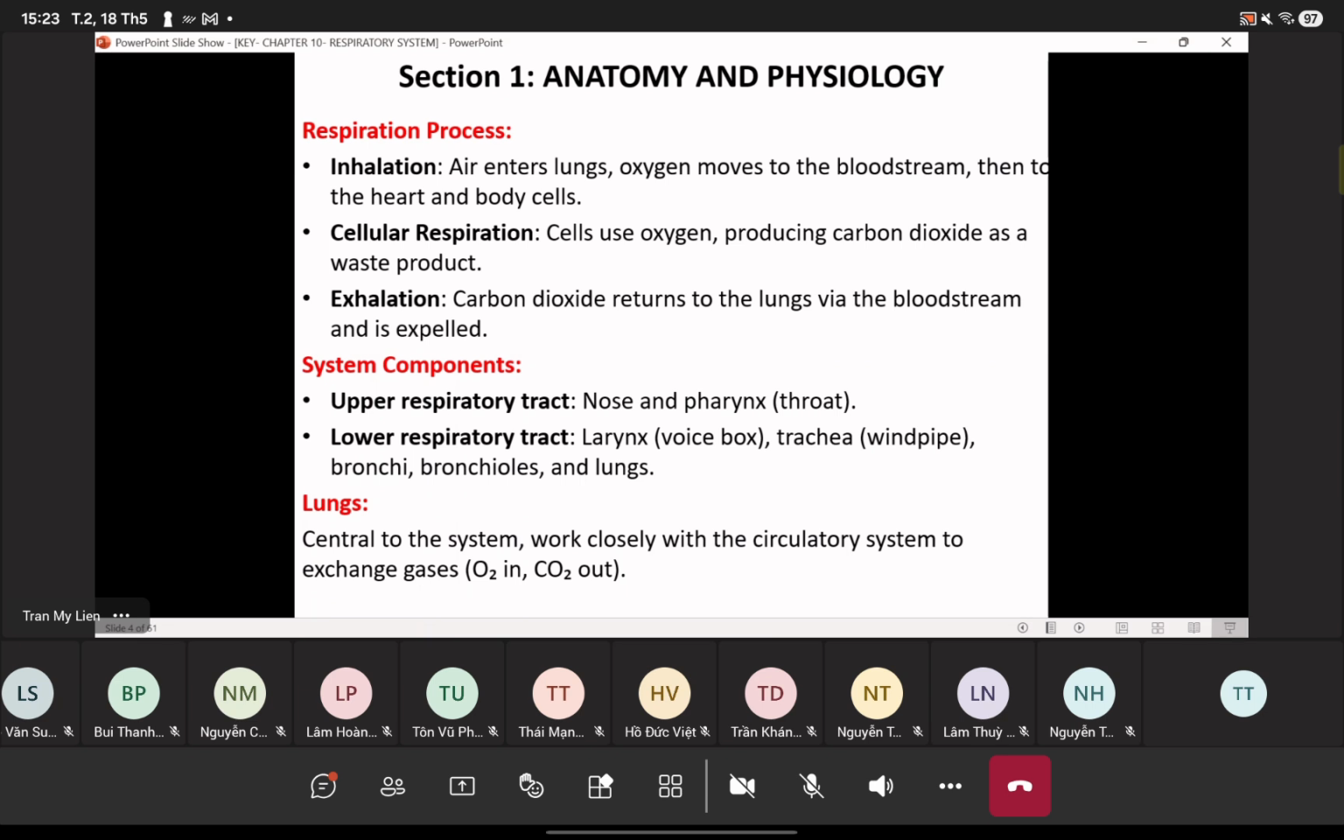The lungs are central to the system, working closely with the circulatory system to exchange gases.